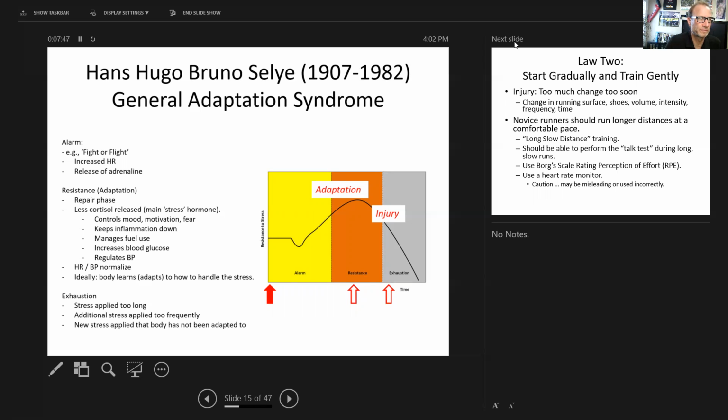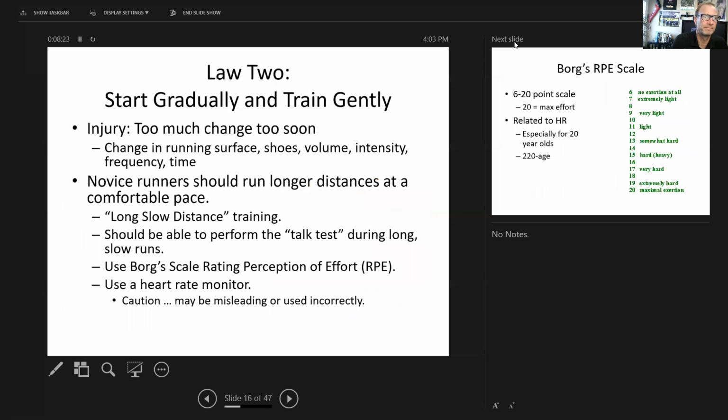Now, exhaustion is when the stress is applied too long, or too frequently, and the body has not had time to adapt to that stress. And when you have that, then you ultimately have an injury. All right, so that's the adaptation syndrome, and that's the whole goal of a training program, to train the body to resist or to adapt to the stress that's imposed on it during training. So different levels of running.